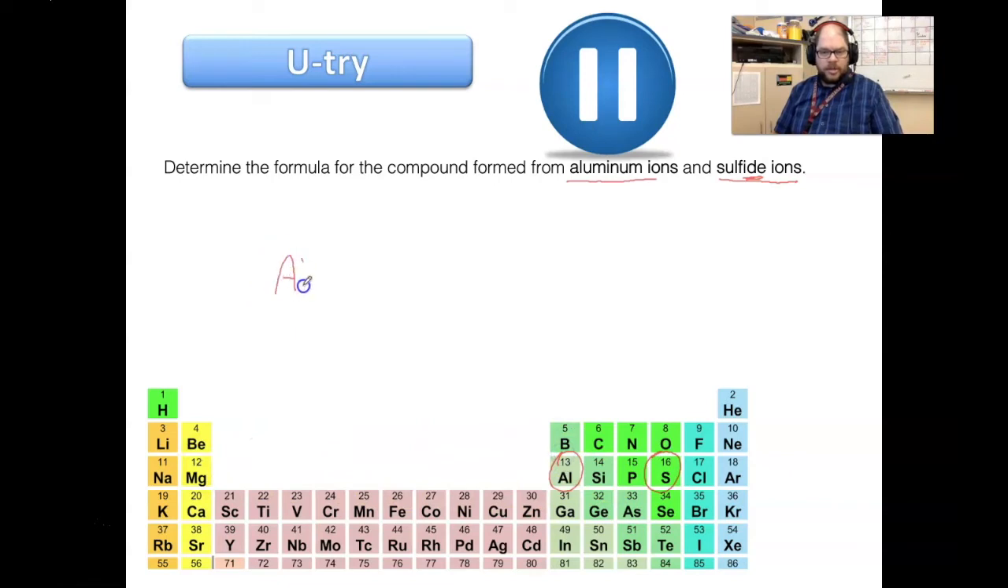Looks like aluminum is going to be a +3. Sulfur is a 2-. Okay. And in this case, how do we get 2s and 3s equal to each other? We got to bump it up to 6. So if we multiply aluminum by 2, we get +6. If we multiply sulfur by 3, we get -6, and they balance each other out, and there's our formula.